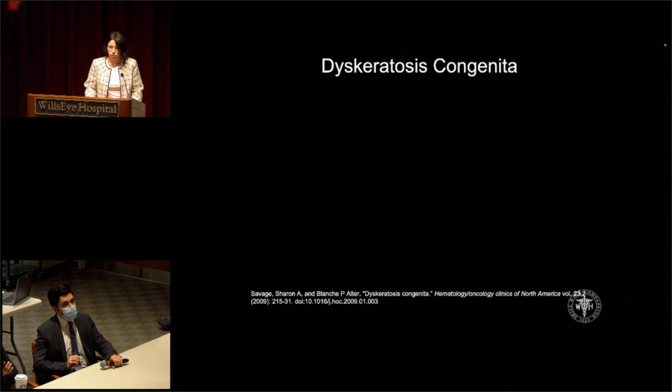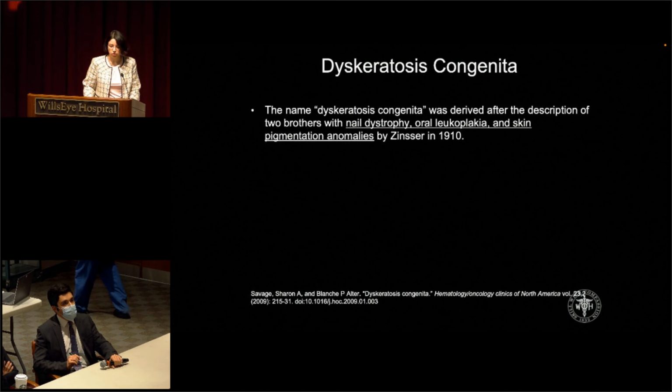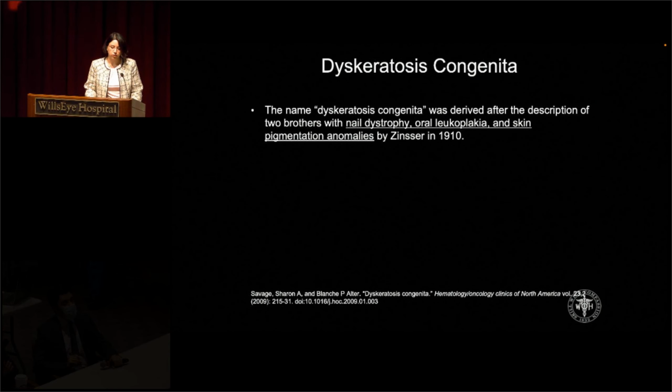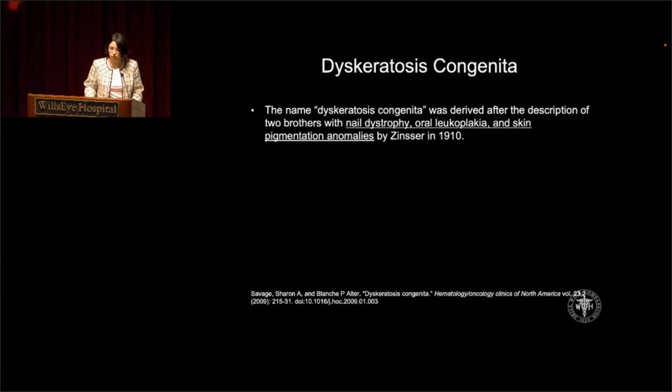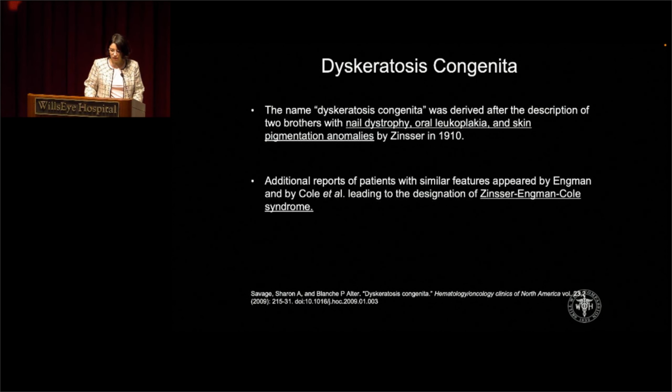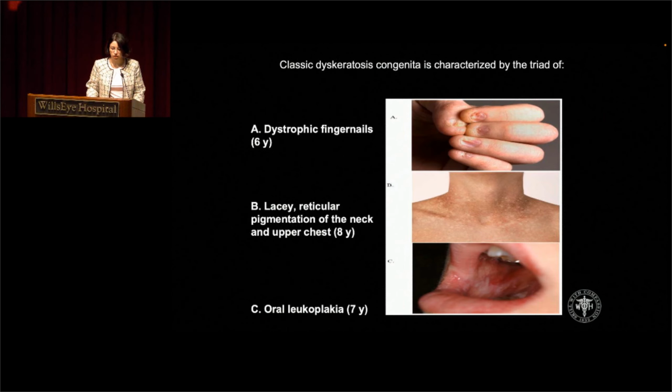So speaking about dyskeratosis congenita, it was derived after the description of two brothers with nail dystrophy, oral leukoplakia, and skin pigmentation in 1910. Then there was a longer name, but fortunately now it's just dyskeratosis congenita. And early reports focused on the skin changes. So the classic triad is dystrophic fingernails, usually by 6 years, lacy reticular pigmentation on the neck and upper chest, usually shown up to 8 years, and oral leukoplakia, usually up to 7.